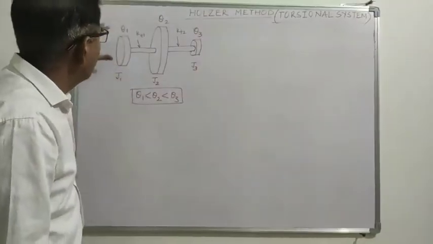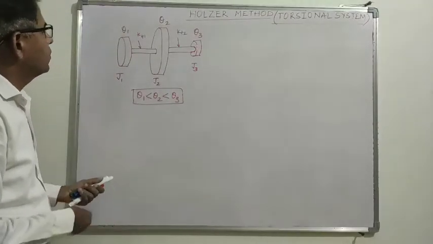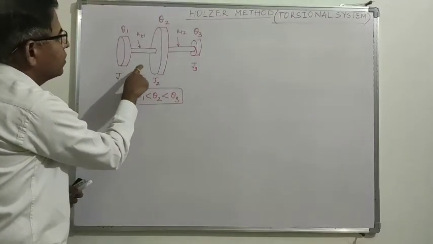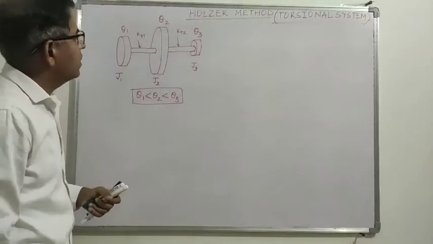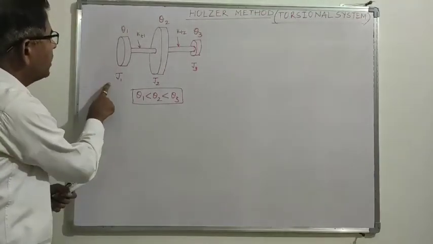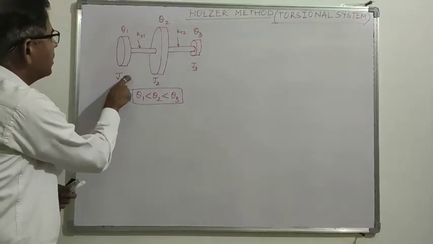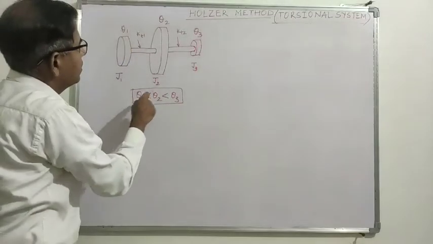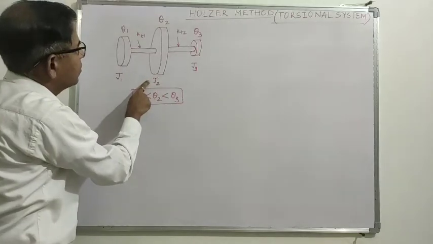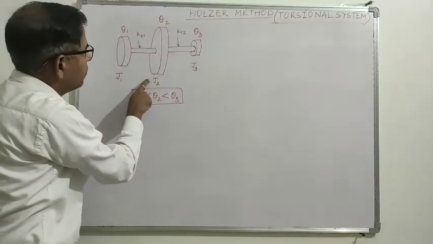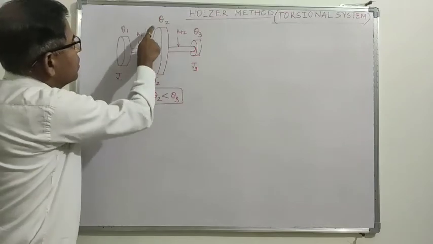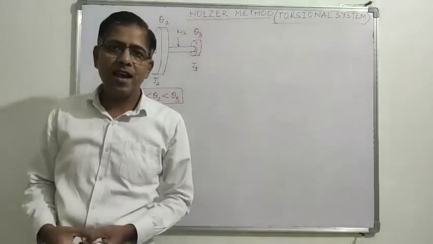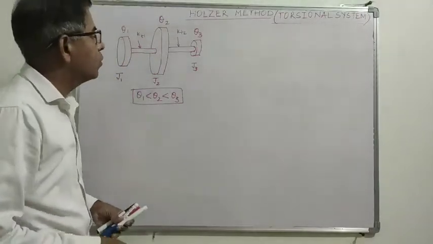Now here I have drawn one torsional system. A shaft is there and three rotors, rotor 1, rotor 2 and rotor 3, are on the shaft. The polar moment of inertia of rotor 1 is denoted by J1. The angular displacement is represented by theta 1. Similarly, the polar moment of inertia of rotor 2 is J2, theta 2, and J3 and theta 3 for rotor 3. So these are the polar moments of inertia and the angular displacements of the three rotors.